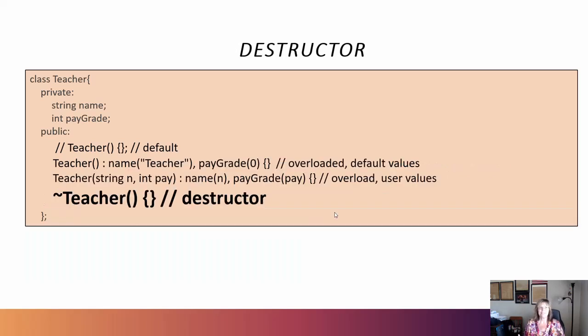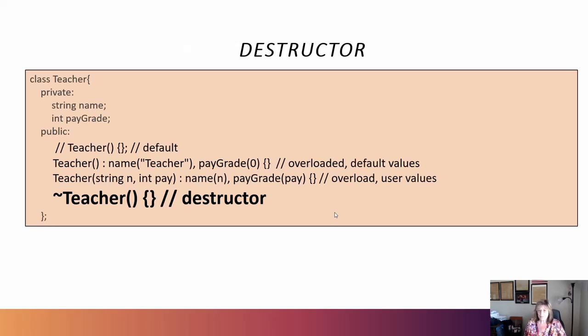All right, so this is an example of a destructor. The destructor looks a little bit like a constructor. It has the exact same name as the class, but now it has a tilde in front of it. It requires no parameters and it returns no value. It is automatically invoked whenever an object is going to be destroyed.